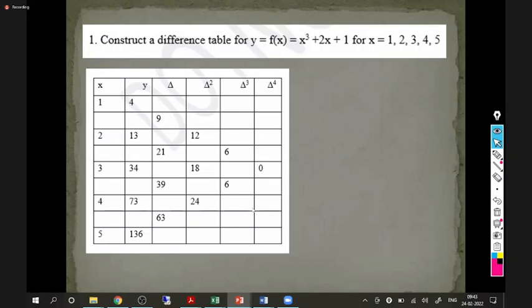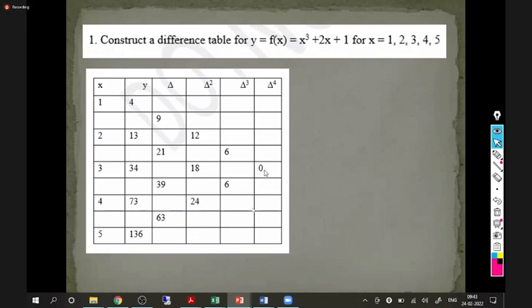I want one good observation from this table. Can you tell me something special from this table? Let me see who has a good observation here. Sir, delta 4 is equal to 0. Delta 4 is 0. Why is it 0? Sir, a constant comes there. The previous differences come constant, is it? The third order differences are constant, and the fourth difference is 0.